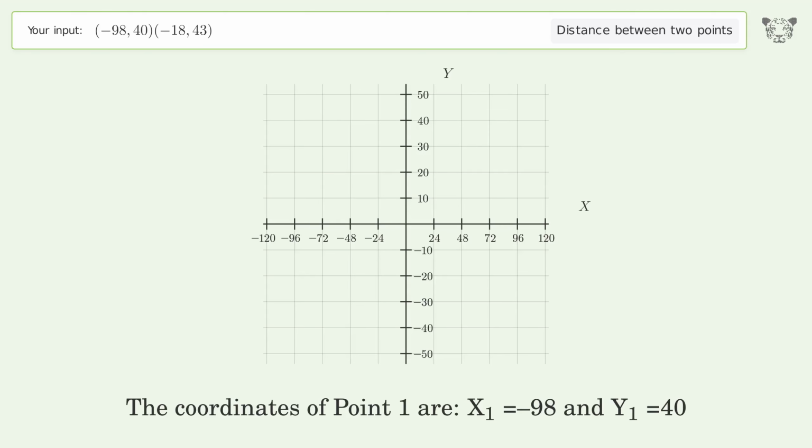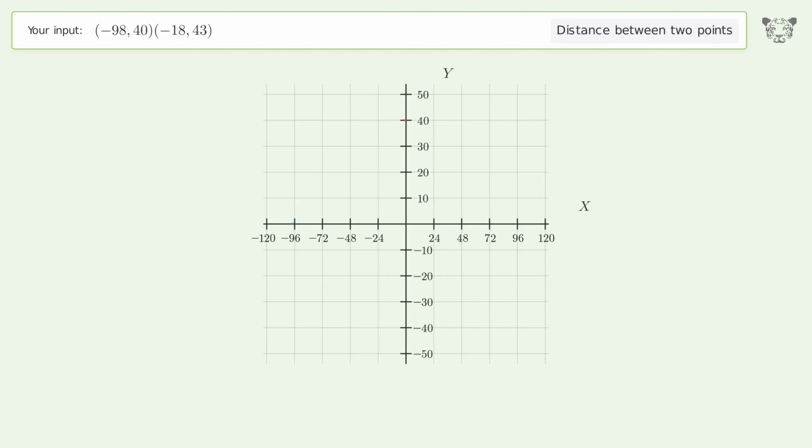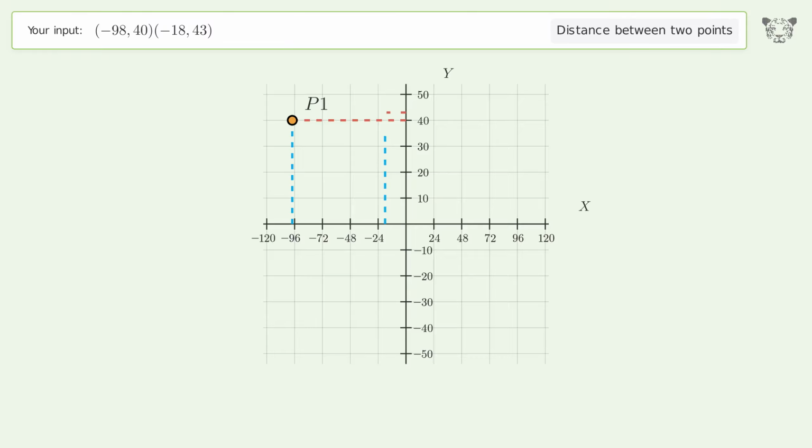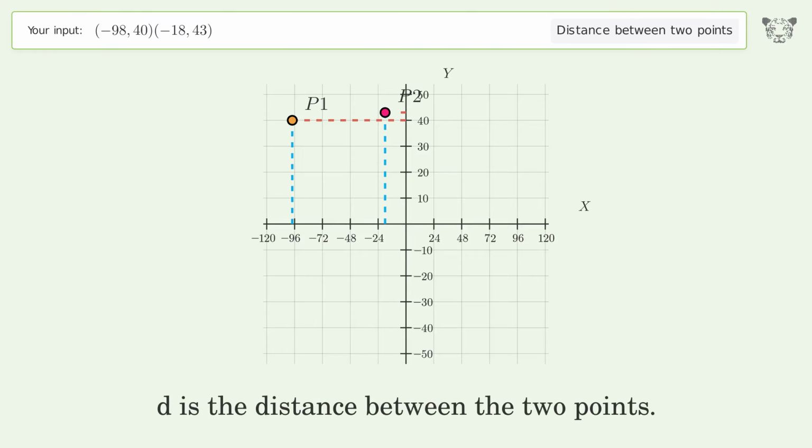The coordinates of point 1 are x1 equals -98 and y1 equals 40. The coordinates of point 2 are x2 equals -18 and y2 equals 43. D is the distance between the 2 points.